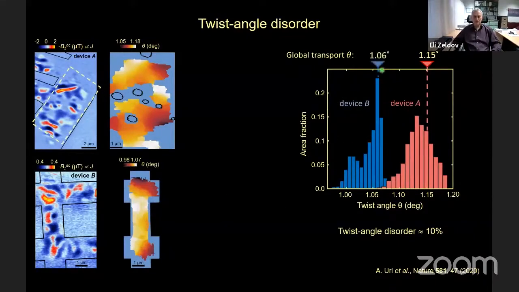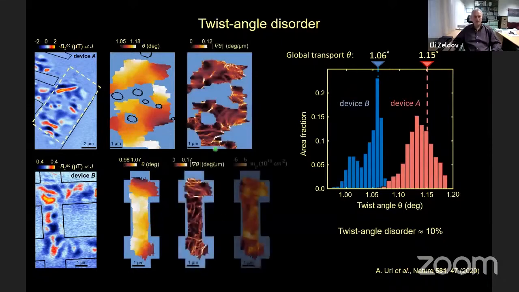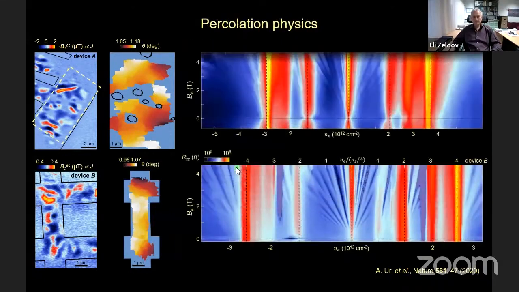But if you look at this device, you see that the global transport gives us a much higher value corresponding to this distribution. But once you map out the twist angle disorder here, you can clearly understand why, because you do transport on this whole bar and measure voltage between these two contacts, and you particularly sense the central part, which has a larger twist angle and is more uniform. And now you understand why the global measurements do this. I will skip this part.